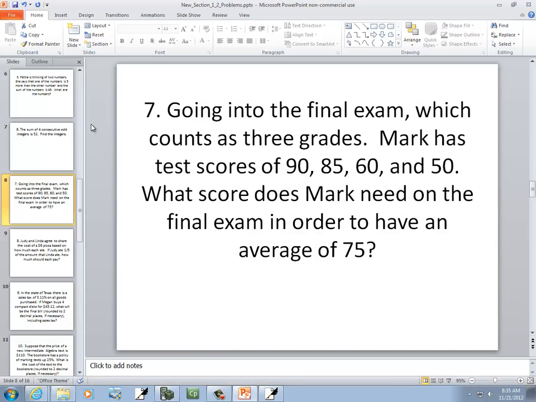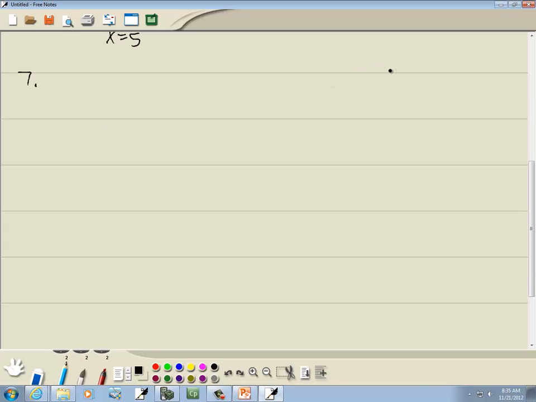Going to the final exam, which counts as 3 grades. Mark has test scores of 90, 85, 60, and 50. What score does Mark need on the final exam in order to have an average of 75? Well, think what average means.